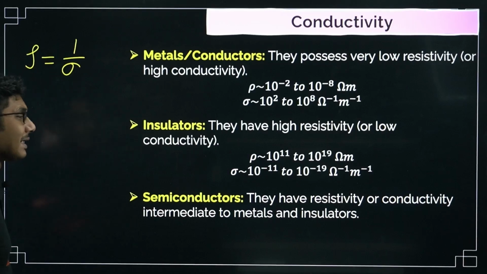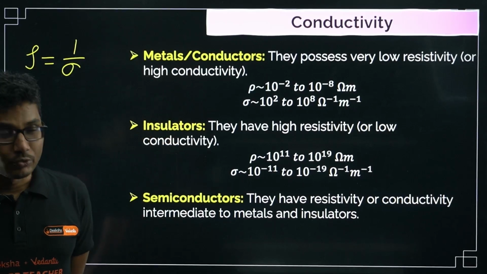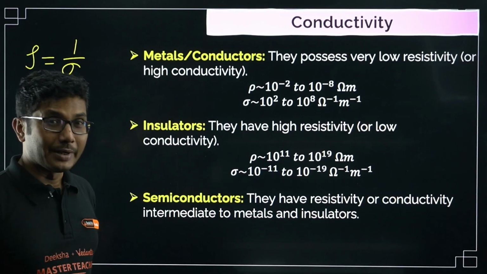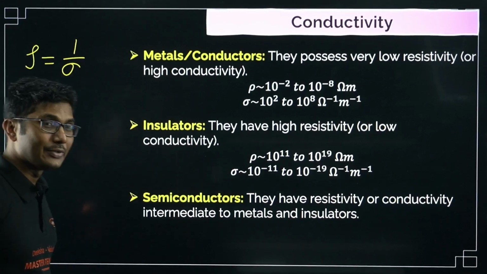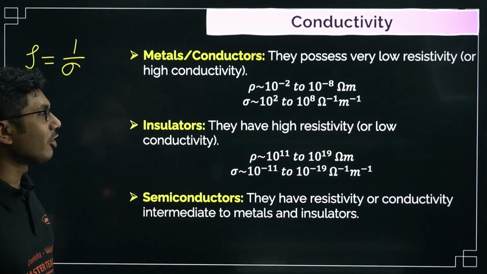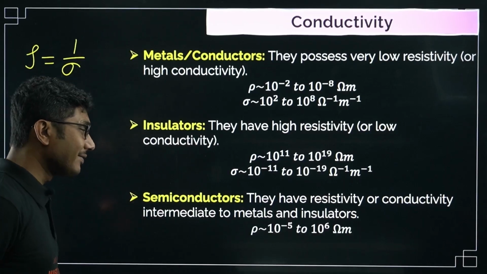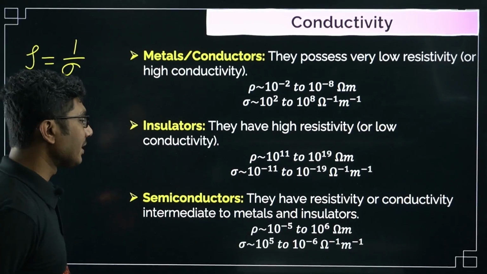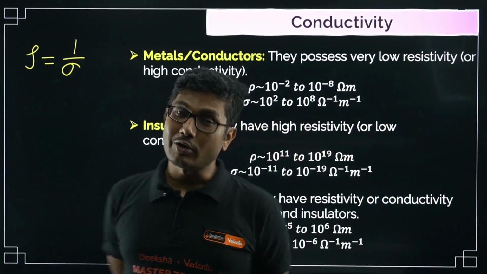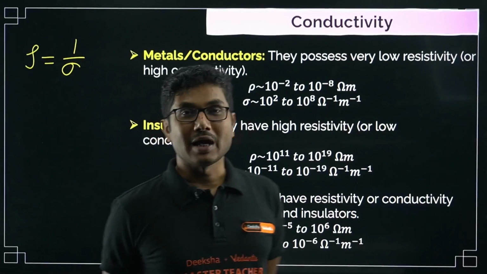And semiconductors are very interesting. We will discuss this part mostly in this lecture. We have learned about these 3 types of materials in our current electricity chapter, right? But what are semiconductors? We said we will discuss in a future lecture. In this case, they have resistivity or conductivity intermediate to the metals and insulators. In both cases, their resistivity is intermediate, their conductivity is intermediate. So they are not as good as metals, and they are not as bad as insulators. They are in between, and we will see how we can apply them to our advantage.